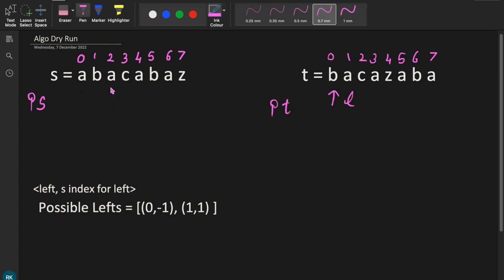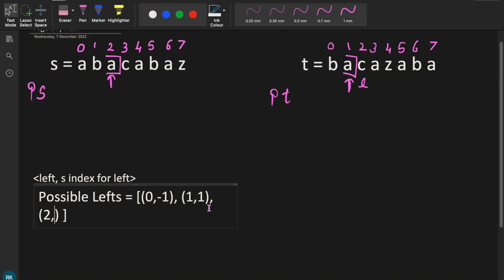Now the PS pointer will be pointing at the second index and the PT pointer will be pointing at the first index. Again we do the same step: we increment the PS pointer until T at PT and S at PS become the same. Since they are already the same, this BA here is a subsequence of ABA here. So we can keep our left at C. Here we add another possible left, that is 2, and the S index which we have traveled so far is also 2.